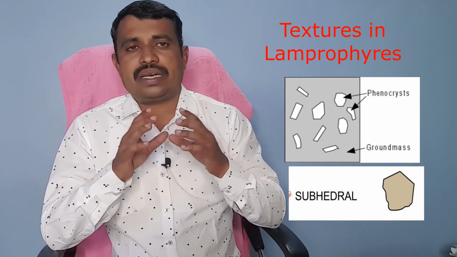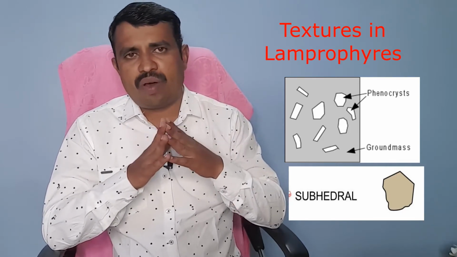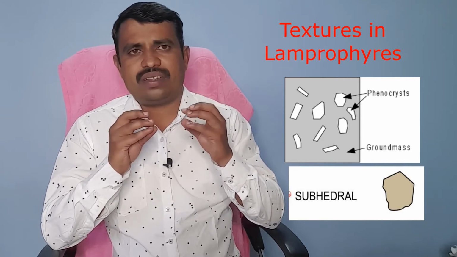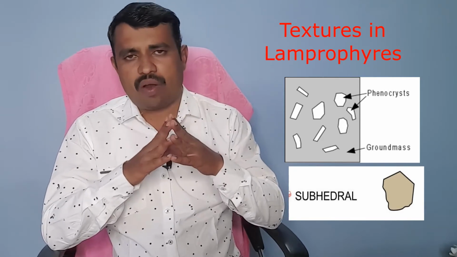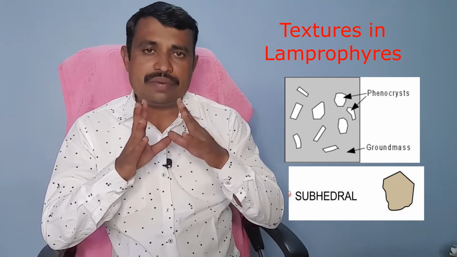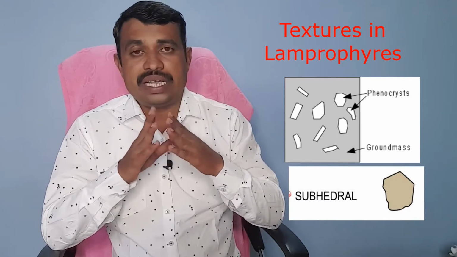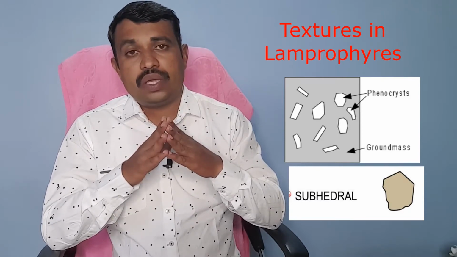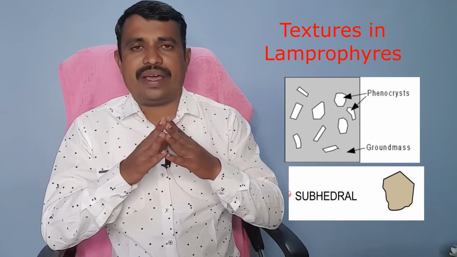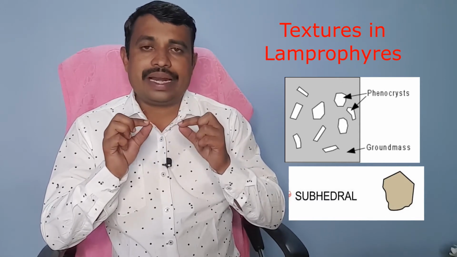Then panidiomorphic, as you see in my side diagram, means the crystals or grains present in the rock are partially developed, not completely developed. If they are completely developed, they are called euhedral grains, and generally in lamprophyre partially developed grains are found. So this is nothing but the textures.